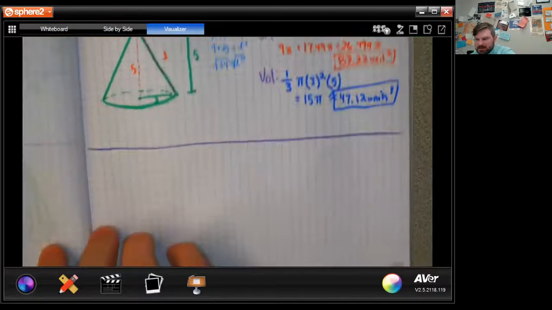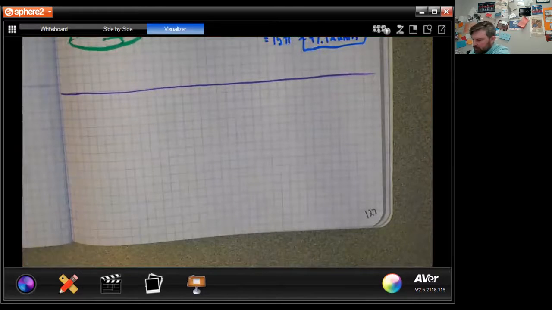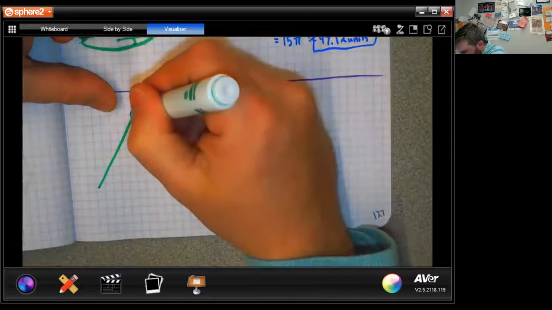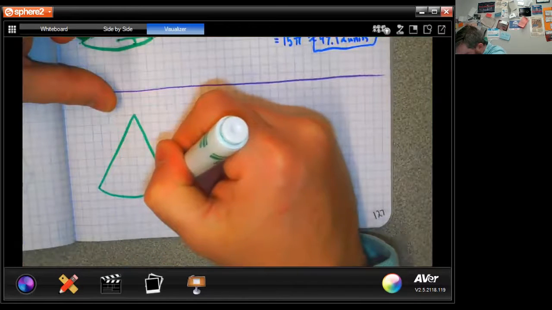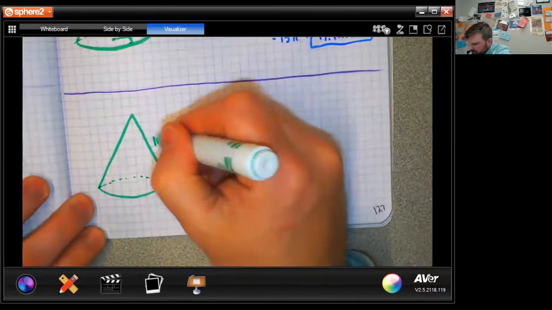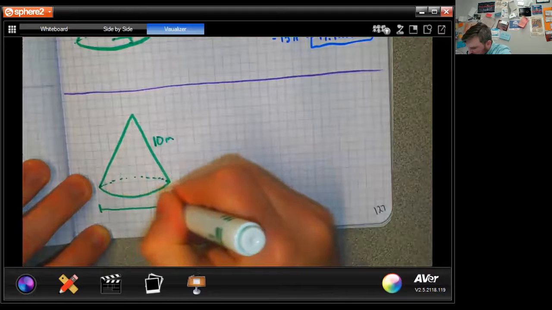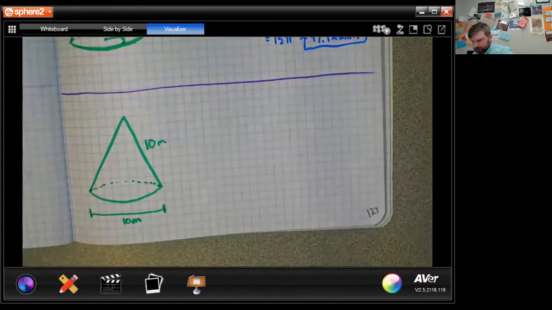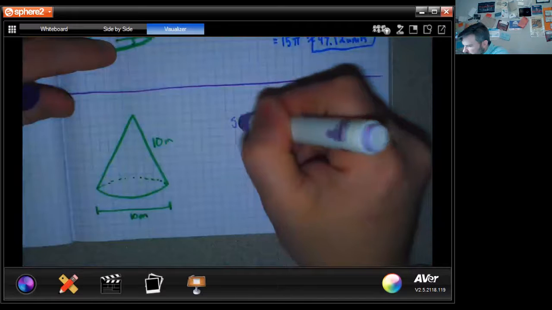All right, our last example here for the cone. Yeah, we got that. I'm going to give you that the slant height is 10 meters and the distance across right here is 10 meters. So surface area, volume.